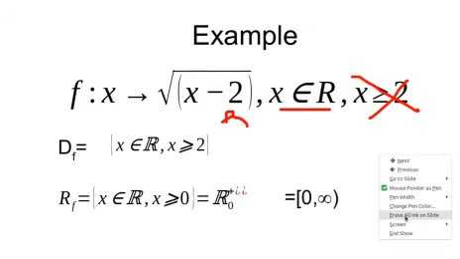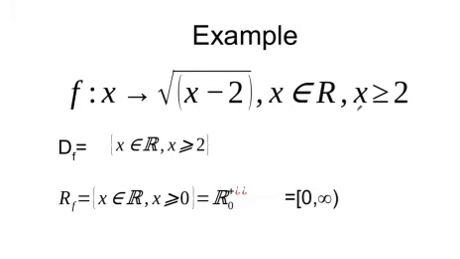How do you redefine the domain? You have to mention the condition here that x should be greater than or equal to 2, right? So when x is equal to 2, you get 0. What is the square root of 0? It is 0, right? So that is a possible answer. So x value should be greater than or equal to 2.